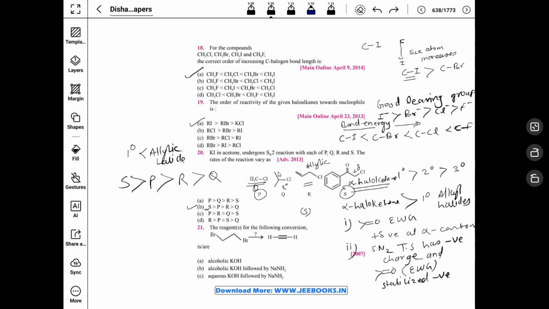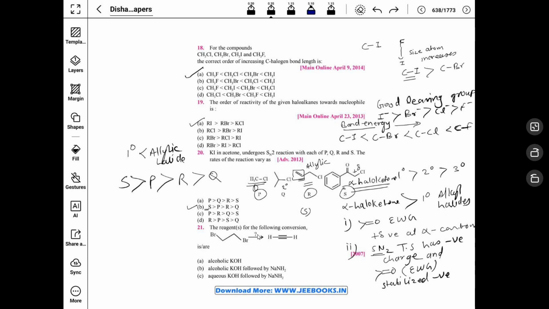But imagine if you had one more option with S first, then it could be problematic. And we have to be very careful between primary alkyl halides and allylic halides. Allylic halides are more reactive than primary alkyl halides because the sp2 nature of this part stabilizes the negative charge during the transition state of the SN2 reaction.